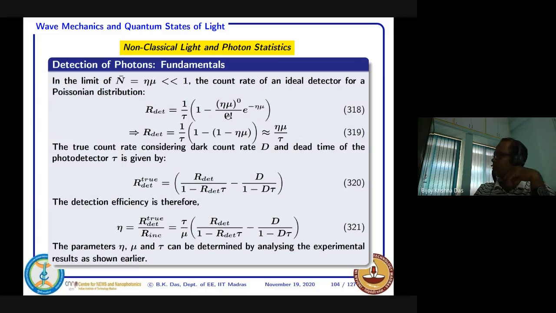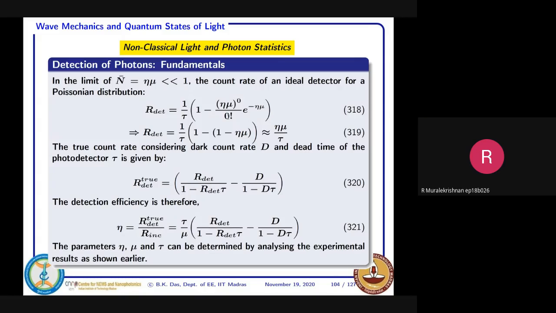What is this? May I ask someone? What about Murali Krishnan? So it's 1 minus 0 photon getting detected.